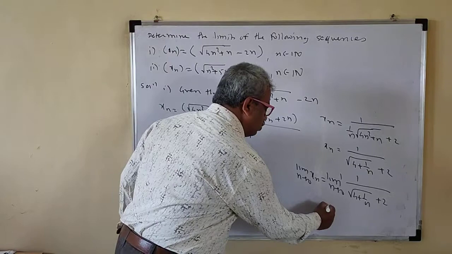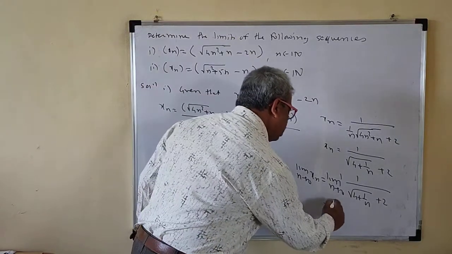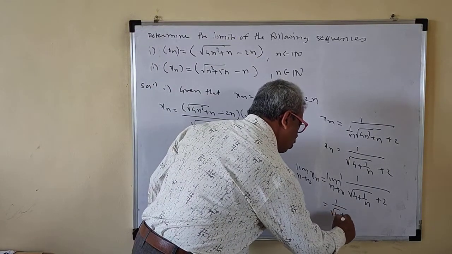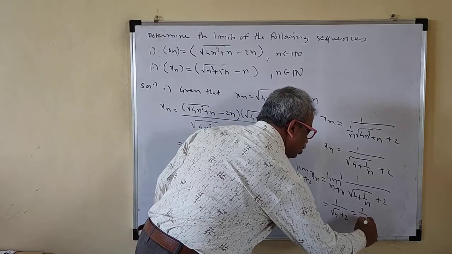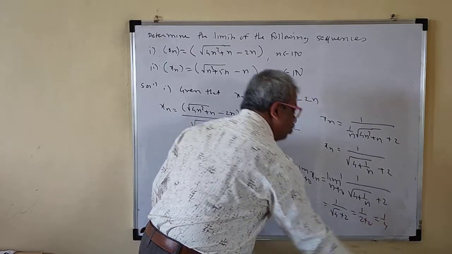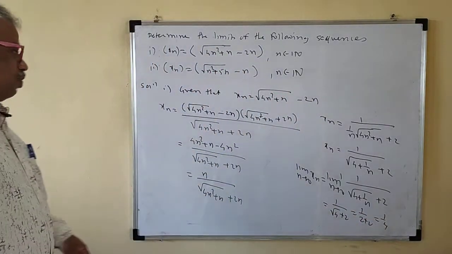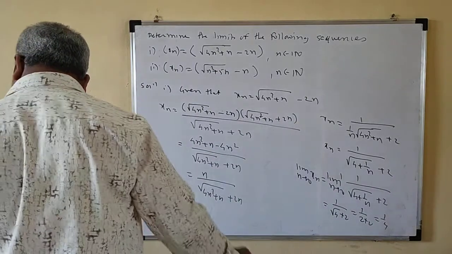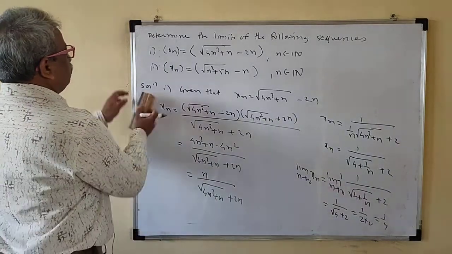Okay. So now what is this then? This is 1 upon root of 4 plus 2. This is 1 upon 2 plus 2. This is 1 upon 4. So your limit is 1 upon 4. We'll do the second one now.